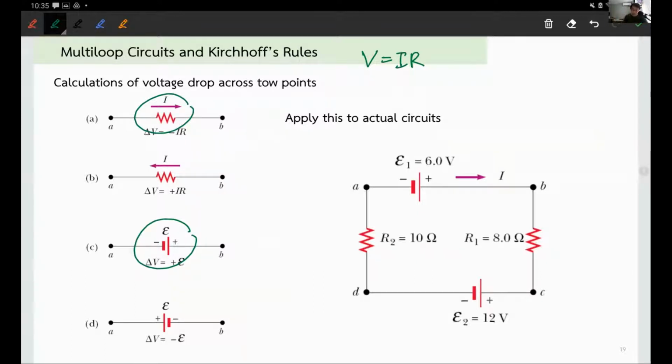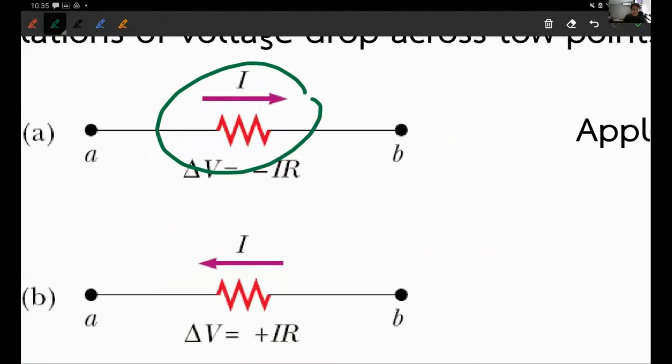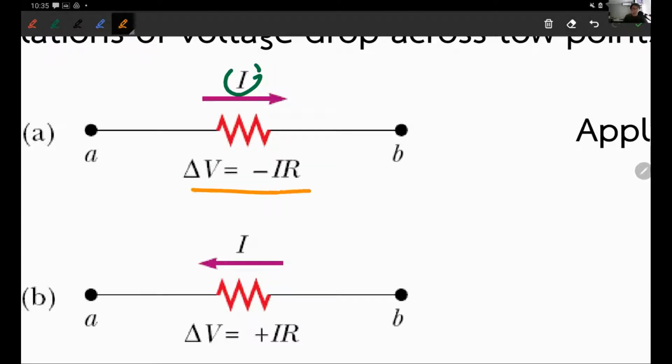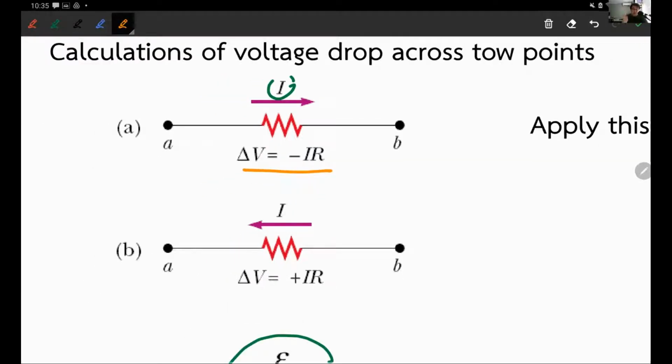Okay, so here's the key. Every time you go through a resistor that has current flowing through it, everyone knows that the potential difference across it is just I times R. Everyone with me? However, you have two choices now.